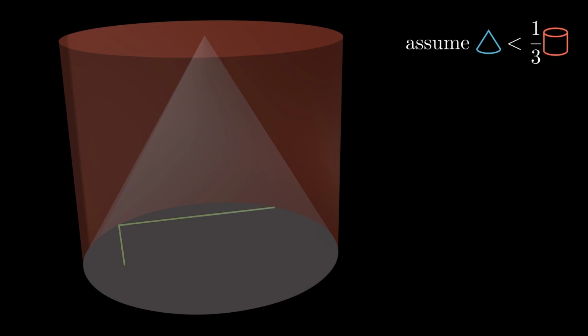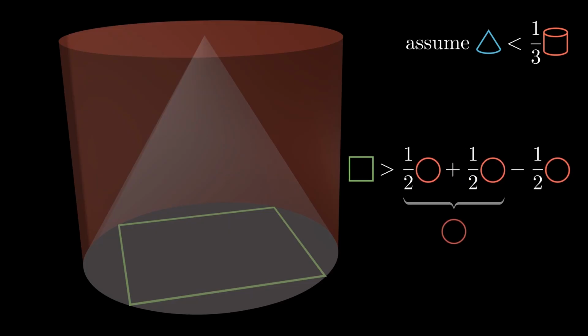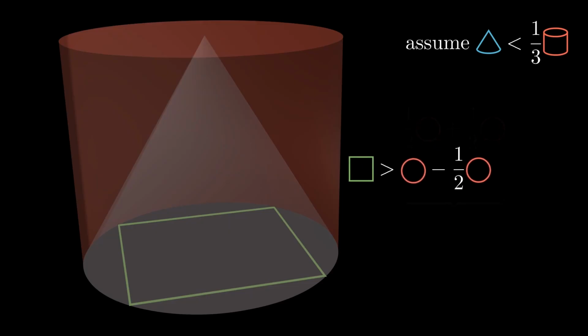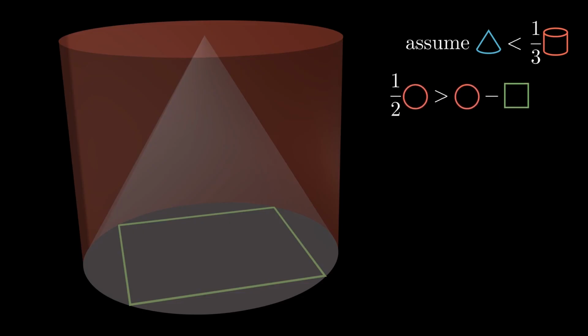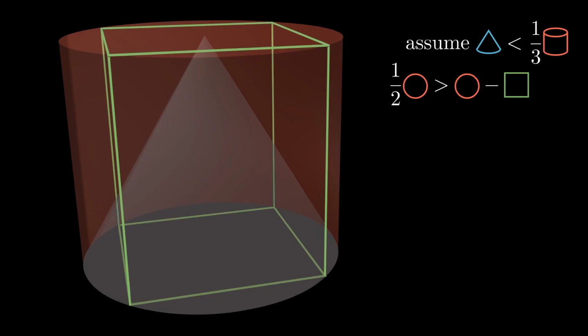We'll start by inscribing a square in the base. In proposition 12.2, we showed that the square is greater than half the circle, so that the difference between the circle and square is less than half the circle. From the square, set up a prism of equal height with the cylinder, so we are approximating the cylinder with the prism. Let's now show that the prism is greater than half the cylinder.